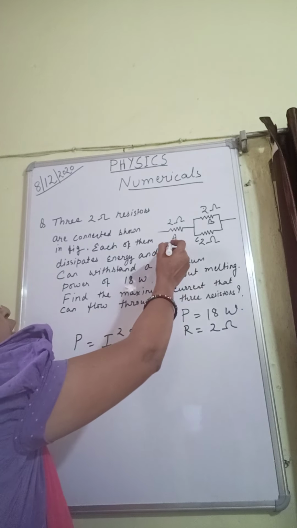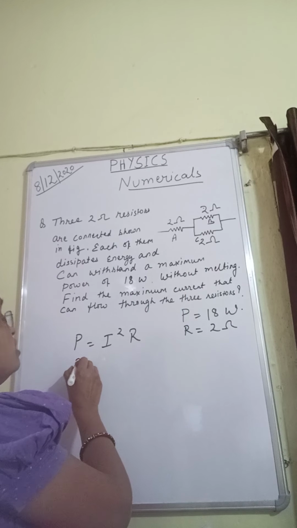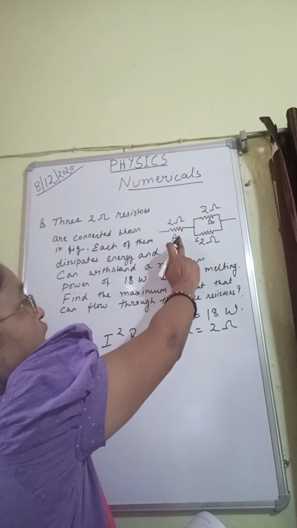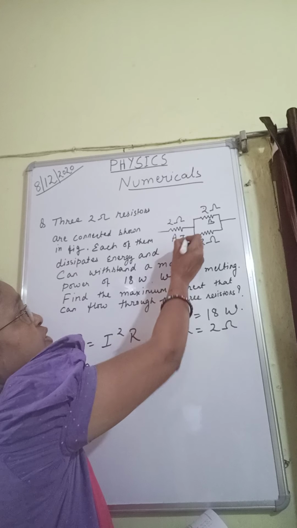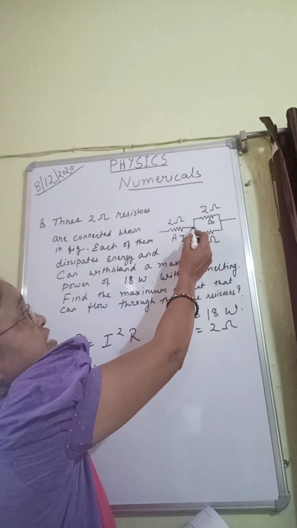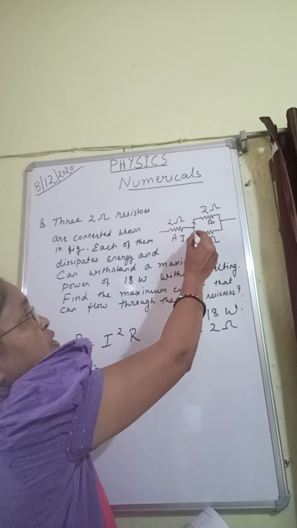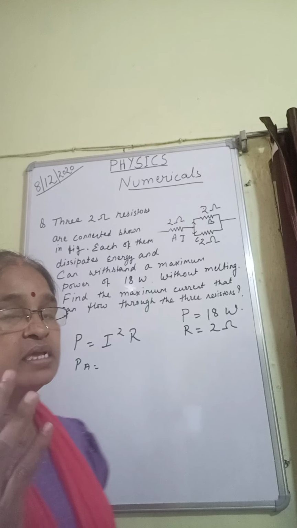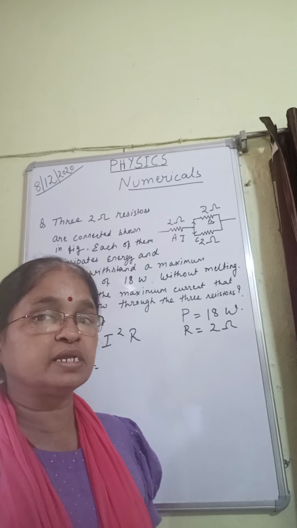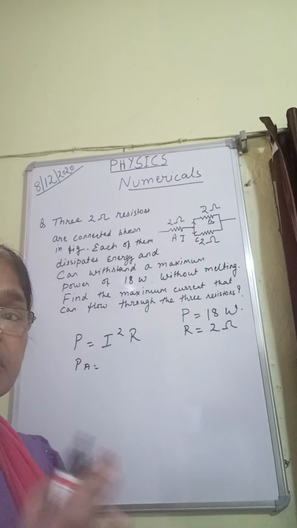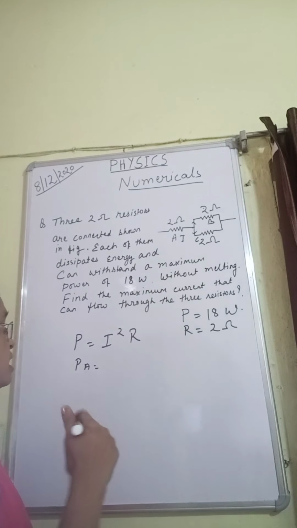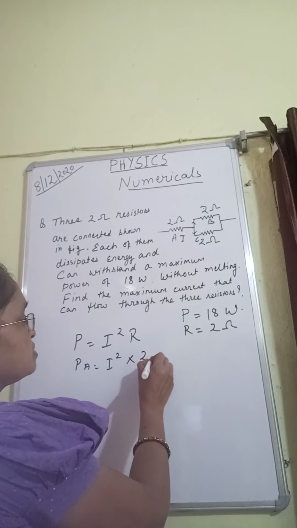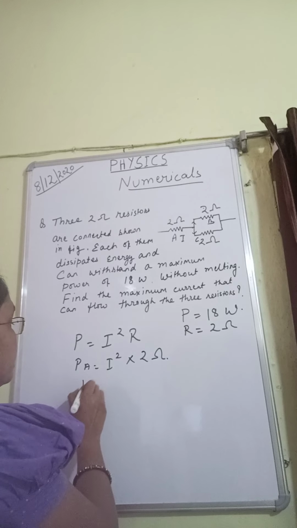First, say this, I am writing power for point A. It is connected in series, and the current I flows through A, and when this I reaches this point, only then can it divide into two parts, that is two resistors. So whatever the circuit current is, that current is flowing through point A, that is the series combination. So here we can write I square R, where R is 2 ohm, and power is given as 18 watt.